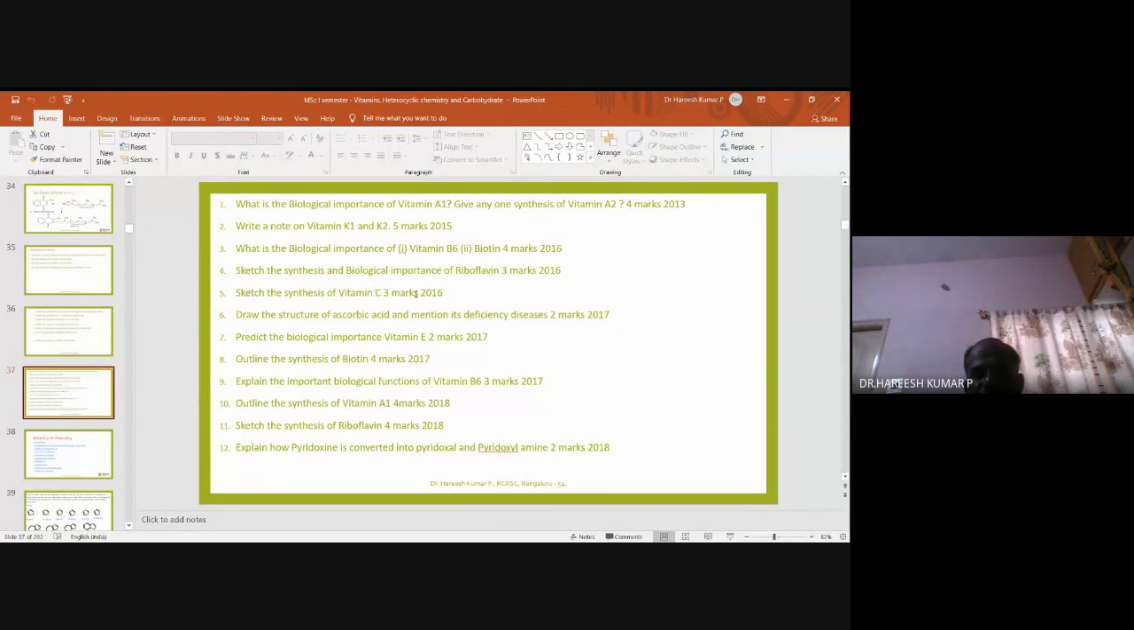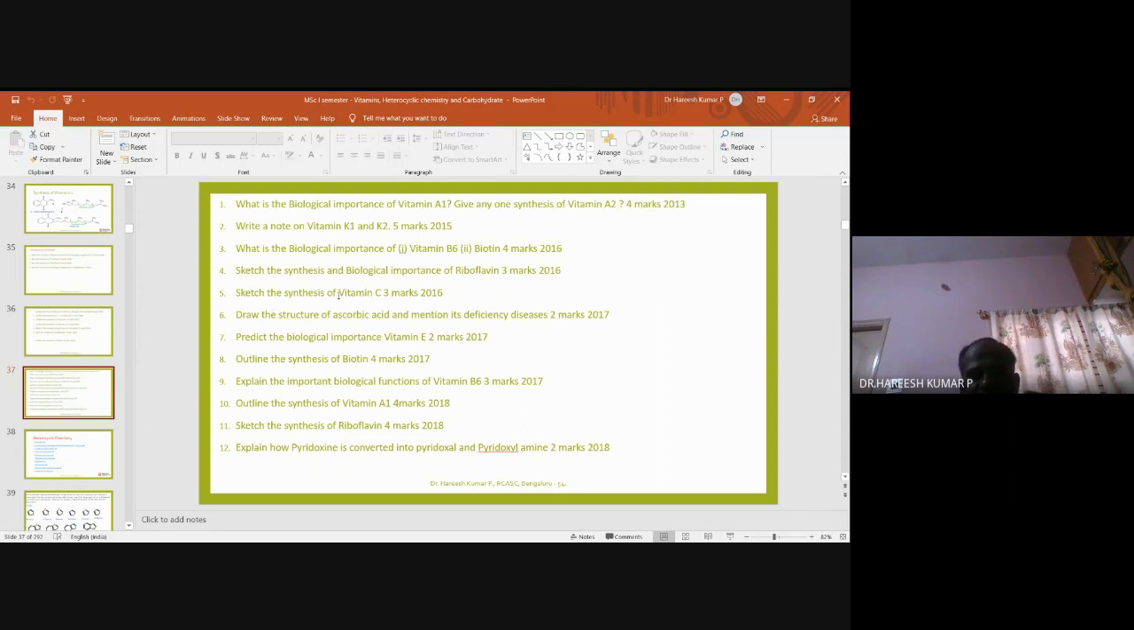Sketch the synthesis and biological importance of riboflavin. Riboflavin in the living system forms FMN, flavin mononucleotide, and FAD, flavin dinucleotide. It is the coenzyme required by the enzymes that are involved in direct oxidation reduction processes. For example, alcohol gets converted into aldehyde, that is a dehydrogenation. So you can mention the biological importance of riboflavin.